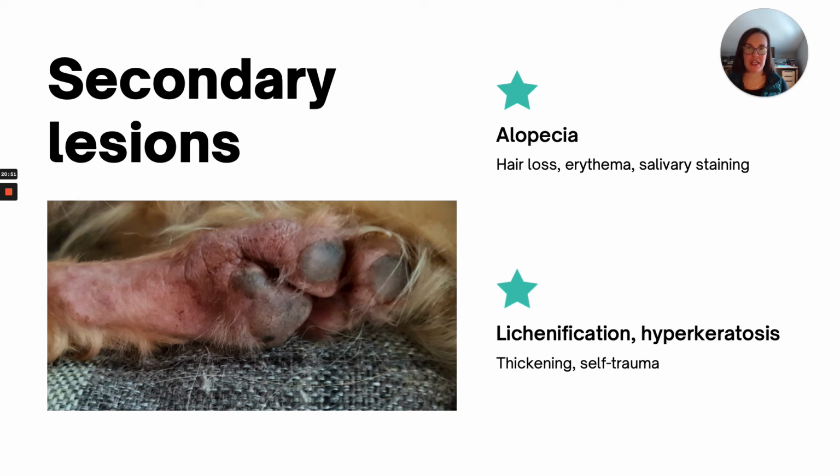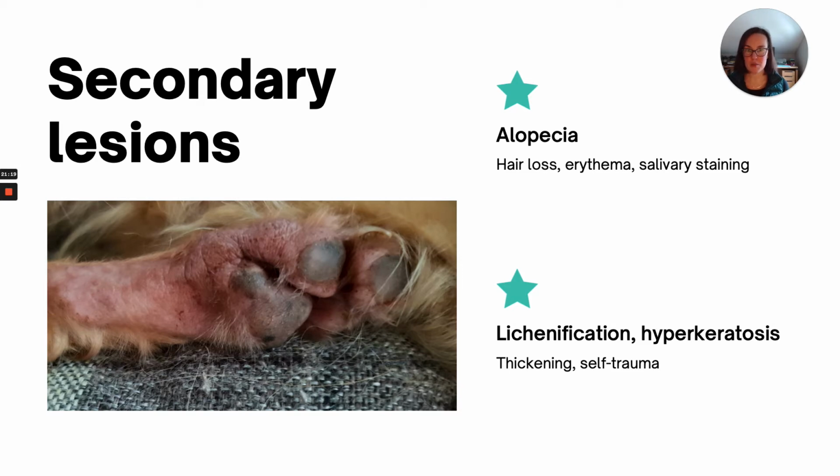Alopecia and lichenification are also very important to pay attention to. If you have hair loss with erythema and salivary staining, that's going to be a great spot to get a sample from. If you just have a non-inflammatory alopecia, you're probably not going to see a lot. So differentiating between the different types of alopecia is very important, but that takes some time to figure out: is this an inflamed sample?